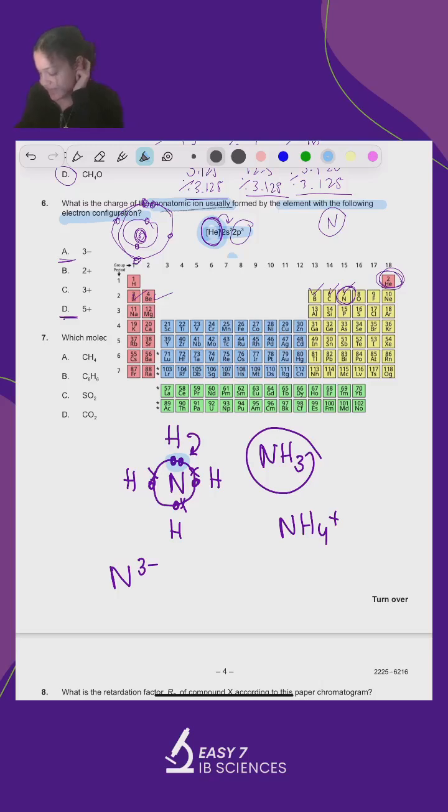But yes, so here we have NH3, and that's why nitrogen actually forms 3 minus. It doesn't form 5. And this is a really, really good exception to keep in mind and to know what compounds form dative covalent bonds.